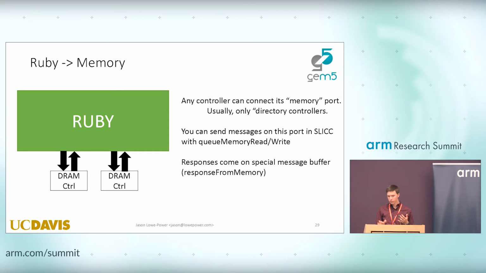As I'll briefly say, another problem in Ruby and SLICC is there's a lot of things which are hard-coded to particular values, such as queueMemoryRead and responseFromMemory. These are just what you have to call them. But this is pretty configurable now, and recently it was updated to be able to have multiple DRAM controllers and addresses split between these different DRAM controllers.